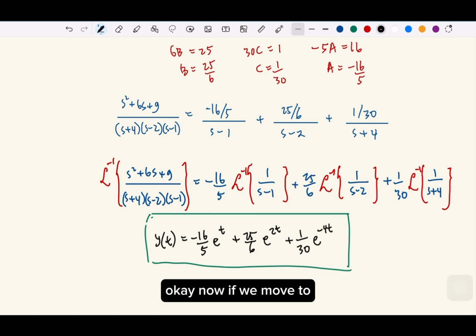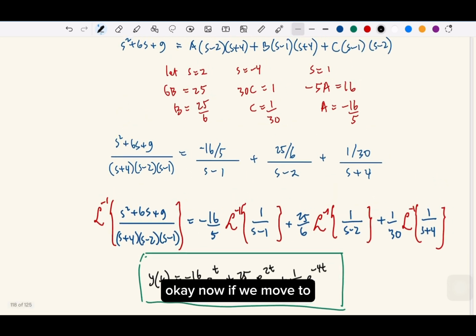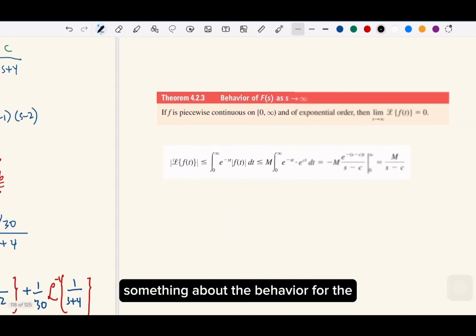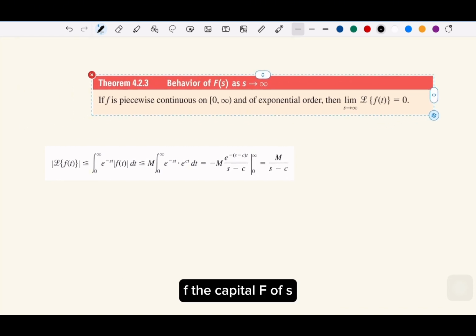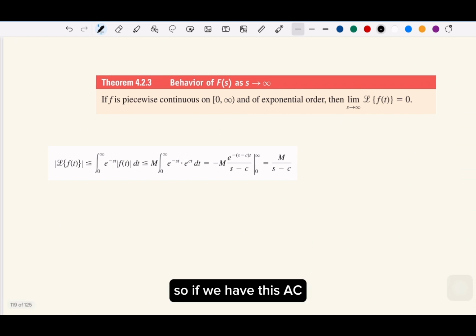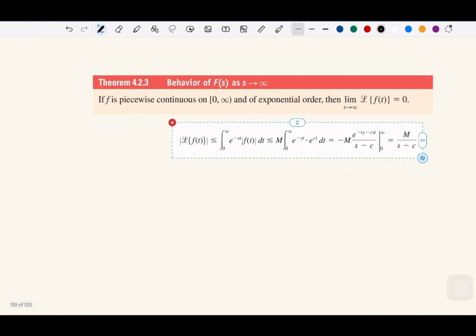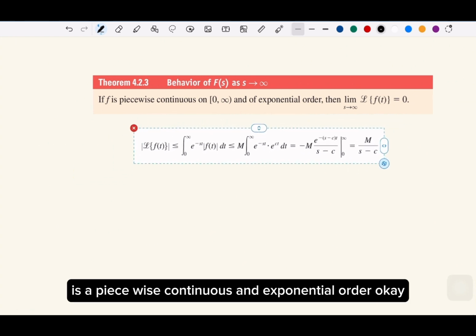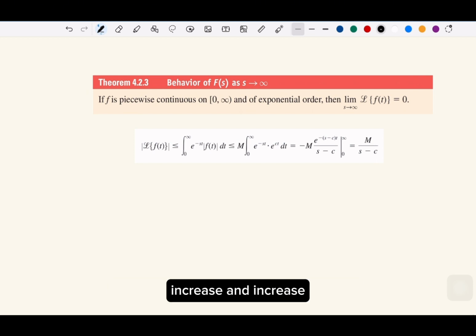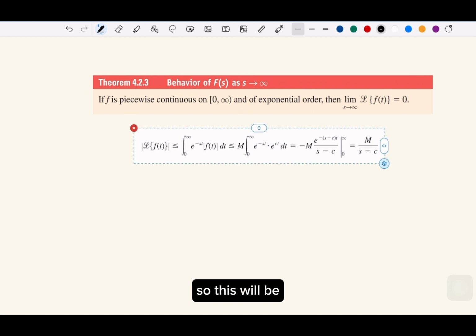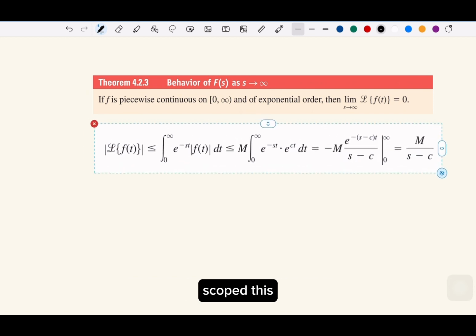Okay, now let's move to a theorem about the behavior of the capital F of s. If the function is piecewise continuous and of exponential order, and we take the limit as s goes to infinity, the Laplace transform of f will be 0. I just copied this.